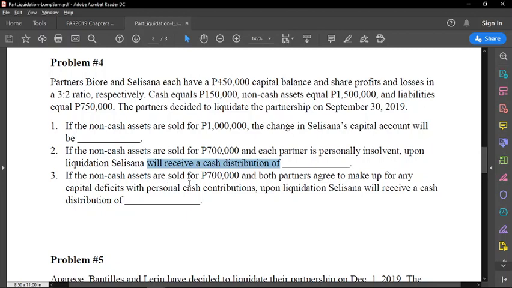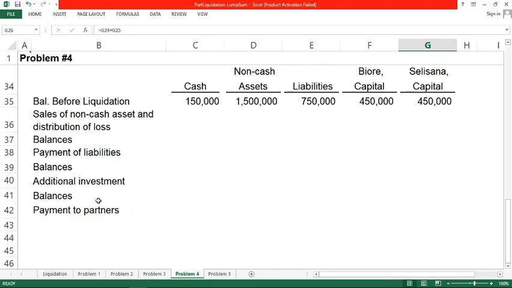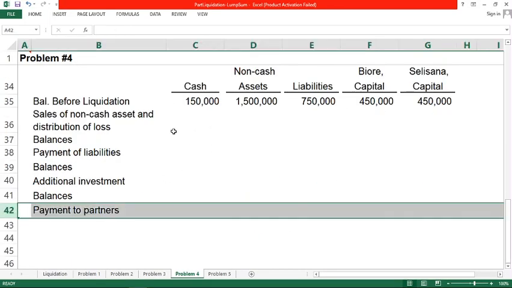If the non-cash assets are sold for 700 pa rin, and both partners agree to make up for any capital deficit, so ibig sabihin, solvent yung mga partner. Kapag nag-negative balance sila, kaya nila na magbigay ng additional investment from their personal cash. Okay? So, upon liquidation, Salisana will receive a cash distribution of yung tanong niya dito pa rin. So, we are going to work from here down to here pa rin.